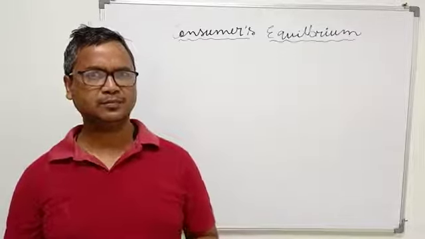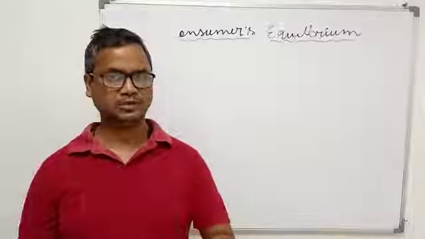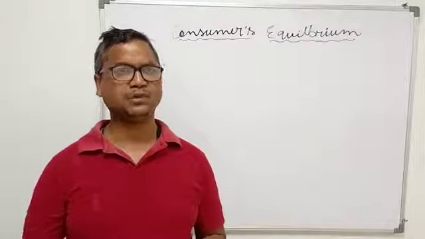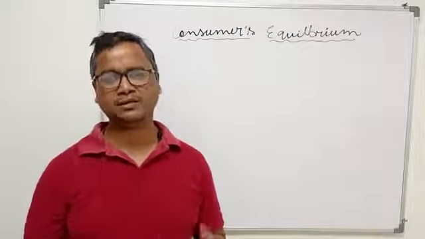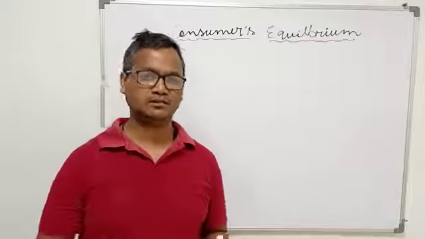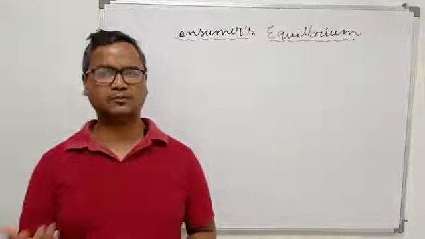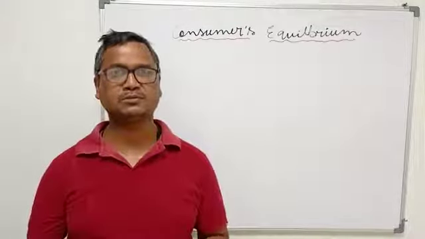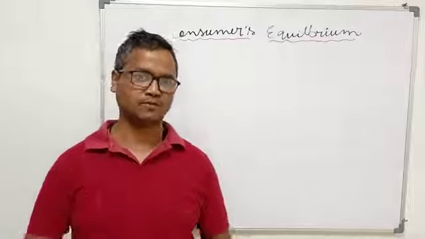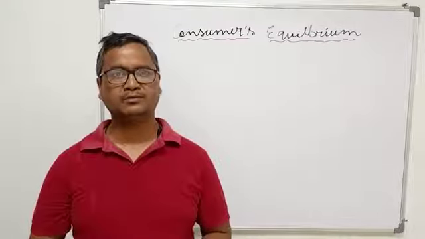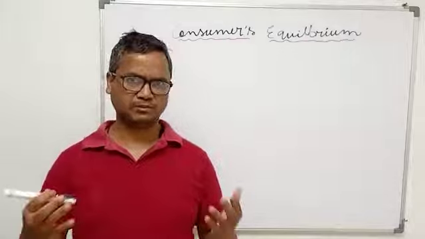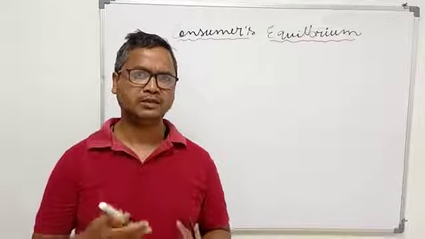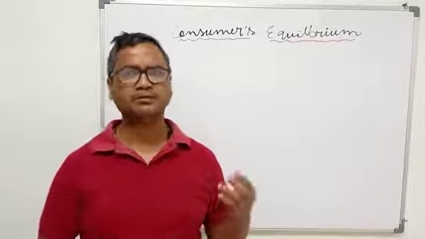By cardinal approach we mean that the exponents of the cardinal approach say that utility can be measured. We can measure utility in numerical terms. However, the exponents of the ordinal approach say that, being a subjective concept, it is not possible to measure utility in numerical form. But a consumer can rank the utility derived from different commodities.